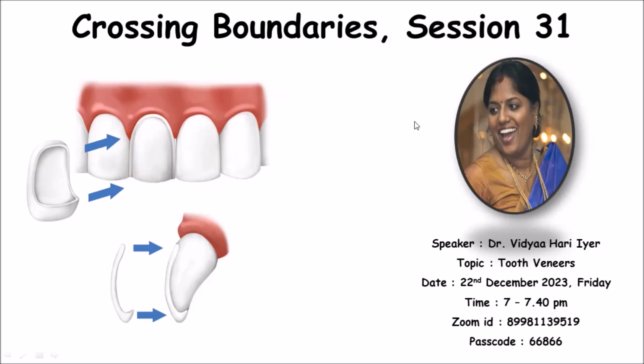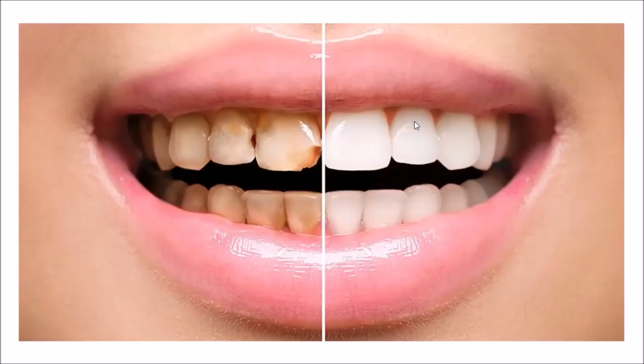Now, as you see in this picture, there is a kind of material which is placed over your tooth, and that is how a tooth veneer looks from the front and from this side. So let's understand a little more about veneers.